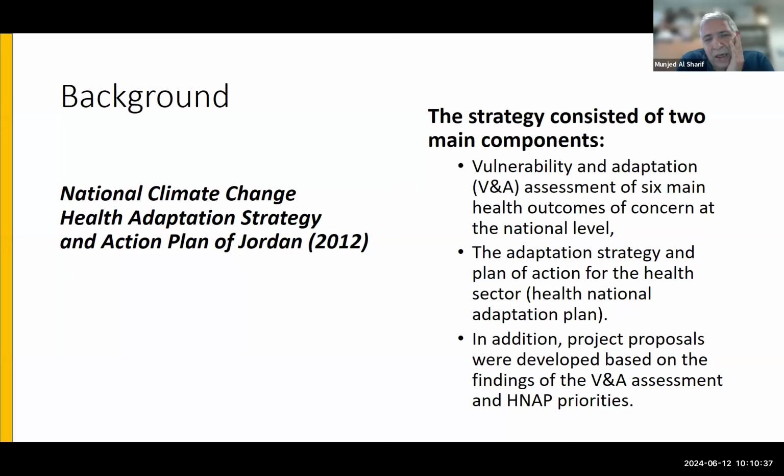Just for your information, it was mentioned earlier that some countries actually had their own HNAP before the National Climate Change and National Adaptation Plan, and Jordan is one of them. Jordan actually had its first HNAP in 2012, and it was part of the Millennium Development Goal Fund joint program administered by many UN agencies. One of them, of course, was WHO, and these are the components that were done during that HNAP.